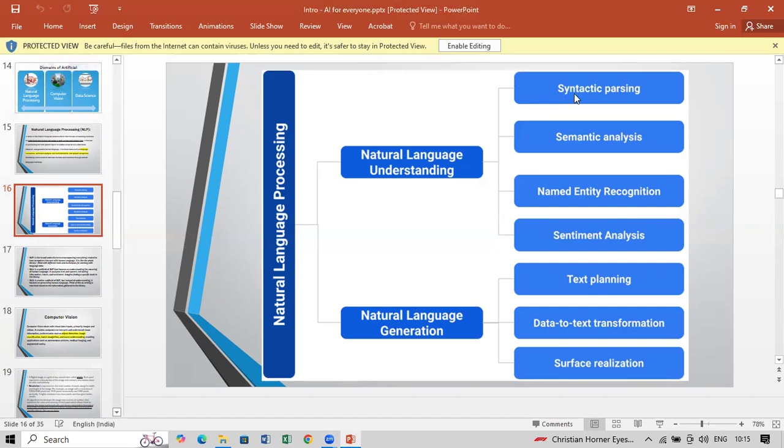Okay. Now here you hear these terms: syntactic, semantic, sentiment. These three terms I can make you understand immediately. Anybody? Syntax or syntactic, semantic, and sentiment.